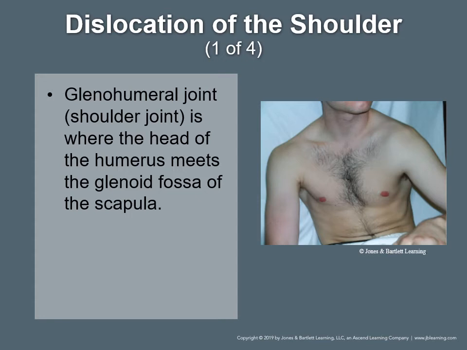Dislocation of the shoulder. The glenohumeral joint, or the shoulder joint, is where the head of the humerus meets the glenoid fossa of the scapula. The glenoid fossa joins with the humeral head to form the glenohumeral joint. It is the most commonly dislocated large joint in the body. The humeral head most commonly dislocates anteriorly.